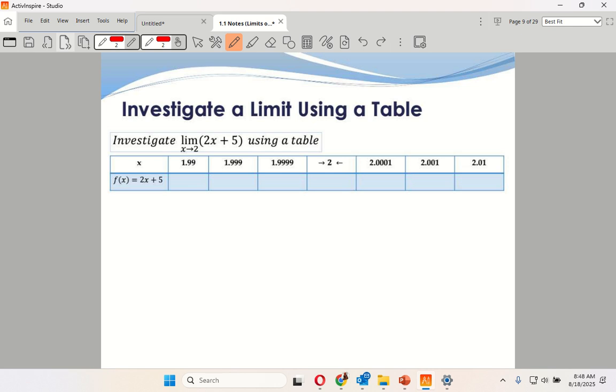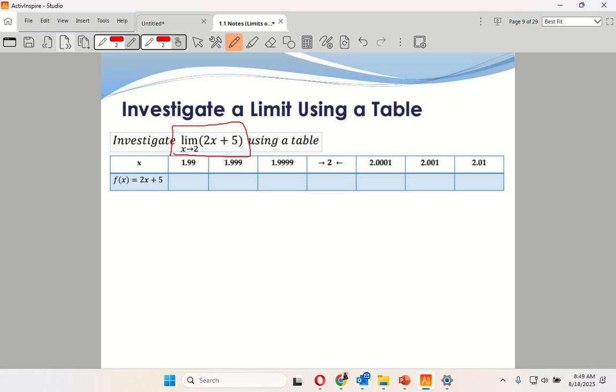Here it is. Limits using a table. So this says my function is getting close to the number 2. My function is approaching 2 from the left, and it's approaching 2 from the right. So the limit process says that for the limit to exist, the left hand and the right hand both need to go to the same number.